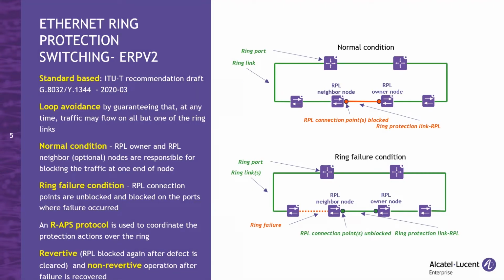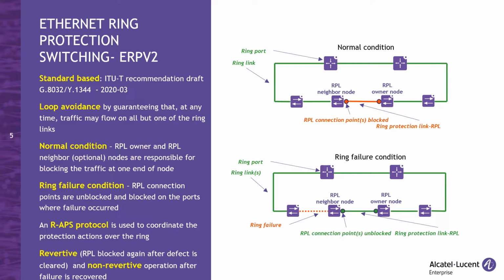ERP is a standard-based protocol, and many times it will be mentioned as G.8032, with the latest version of the ITU-T recommendation released in March 2020. Under normal condition, all ring links and nodes are up, and it is on the ring protection link owner node to bidirectionally block forwarding over the single ring port. This link is then called ring protection link or RPL. This way, traffic can flow on all but one of the ring links and between all ring nodes.